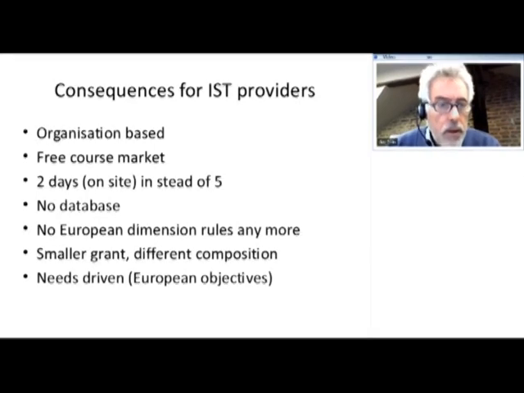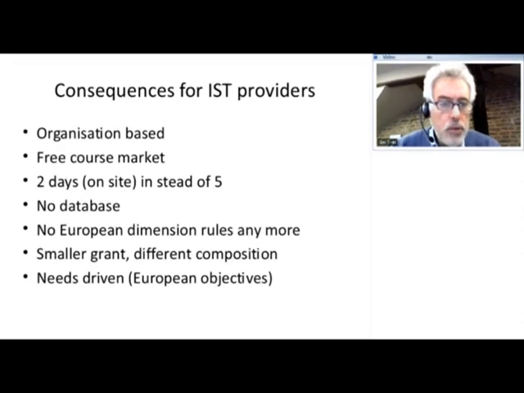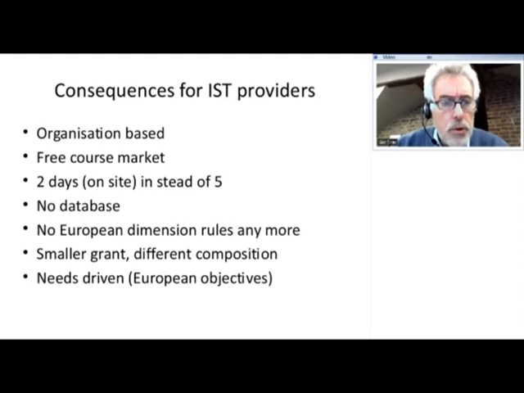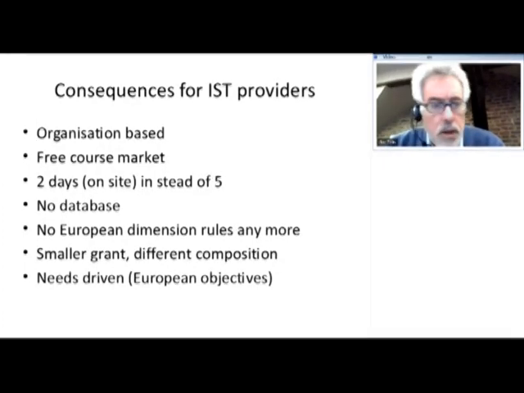Then it is a free course market. You will probably see at line 4 that there is no database anymore, and that's exactly the case. So there is no course database, not for Comenius, not for Grundtvig anymore. So it is a free market. If a school creates a European development plan, then they can go for courses wherever they like.